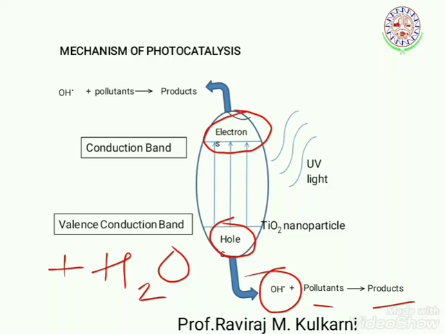What happens in the conduction band? In the conduction band, electrons are taken up by oxygen molecules present in water, dissolved oxygen. That forms superoxide anion. That superoxide anion reacts with water, forming hydrogen peroxide. Finally, it forms OH radicals. These OH radicals again react with the pollutants and they form degraded products.